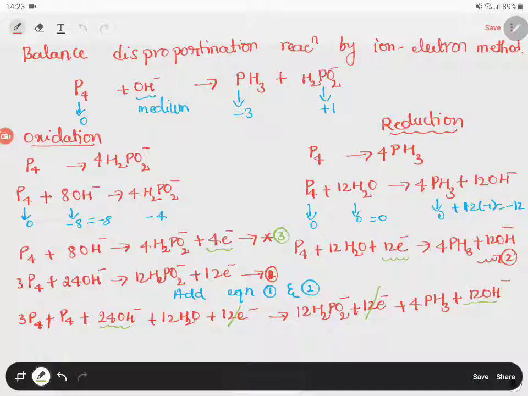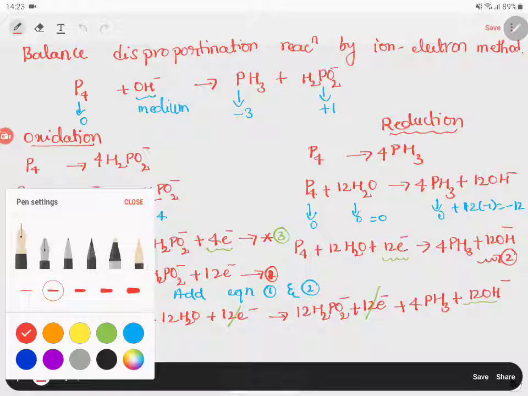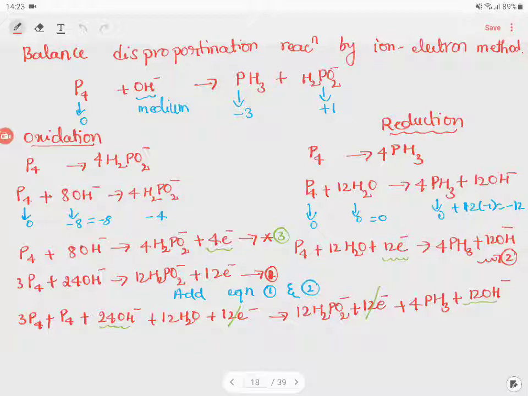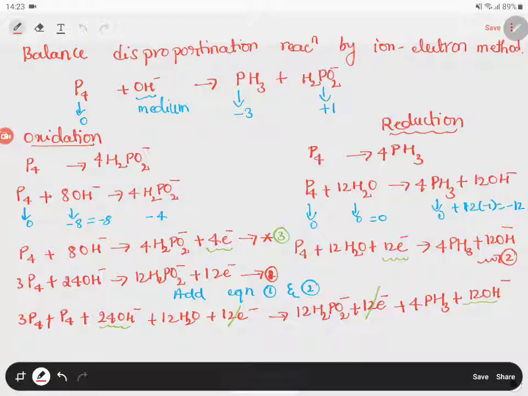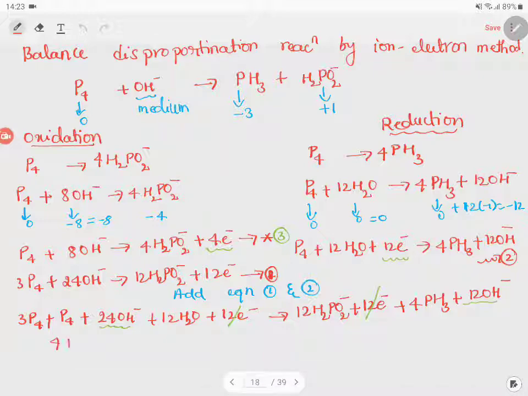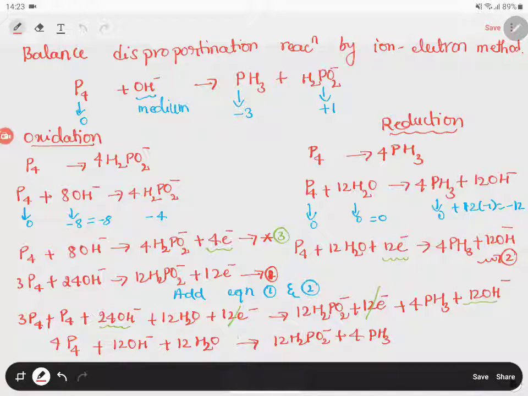So whenever there are common ions, bring it to the opposite side. So therefore, when you bring this 12 to the opposite side, you get it as 12 OH minus. Therefore, when you add 3P4 plus P4, it becomes 4P4 plus 12 OH minus plus 12 H2O, giving 12 H2PO2 minus plus 4PH3. If you are left with electron, means you have made some mistake. So look at another important thing here.